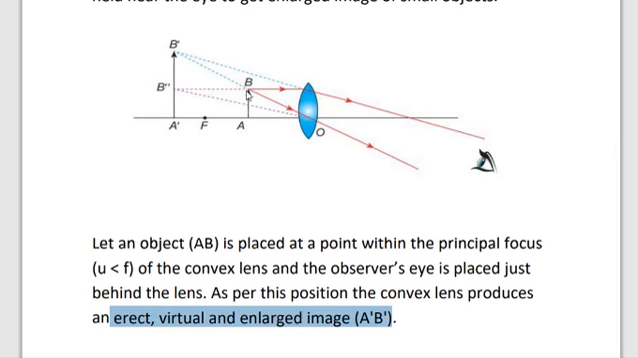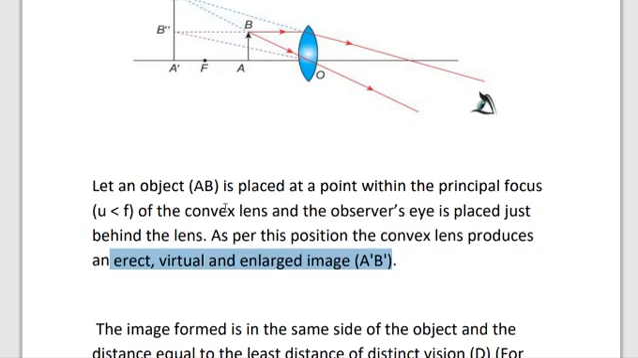We place the object here, and we know the rule. A ray parallel to the axis passes through the focus after refraction. Then this other ray passes through the optical center without deviation, but both rays meet at a particular point. So here we see the image. What is the type of image? It is an erect, virtual and enlarged image.